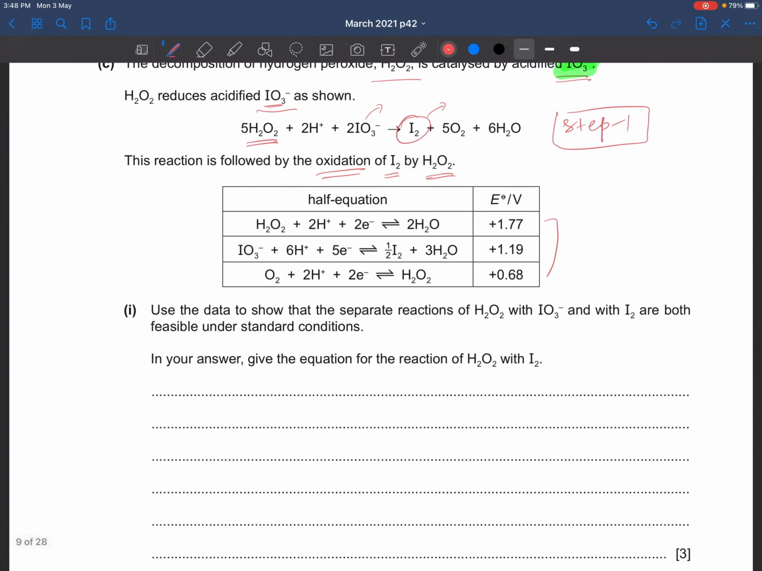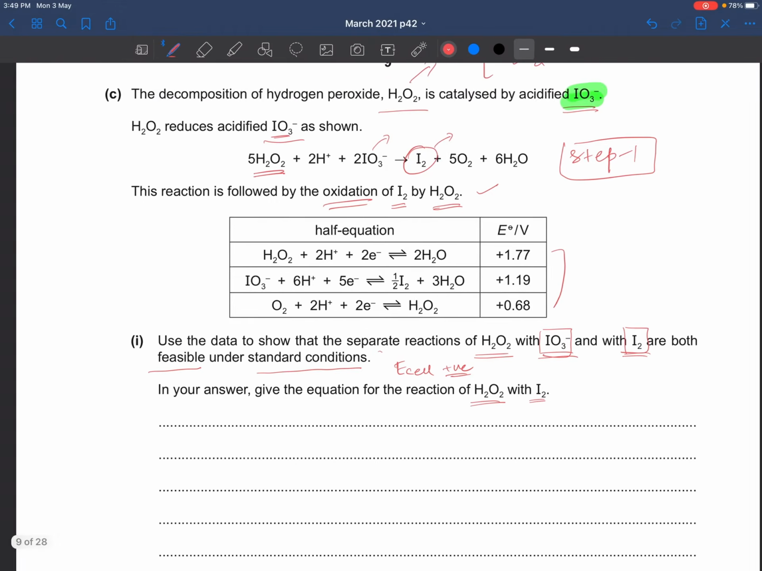Now what are they saying? Use the data to show that the separate reactions of H2O2 with IO3 minus and with I2, that is, IO3 minus in step 1 and I2 in step 2, are both feasible under standard conditions. Feasible under standard conditions means the E0 must be positive, right? E0 or E cell must be positive. In your answer, give the equation for the reaction of H2O2 with I2, the second equation. But first, let's calculate the E0 for step 1.